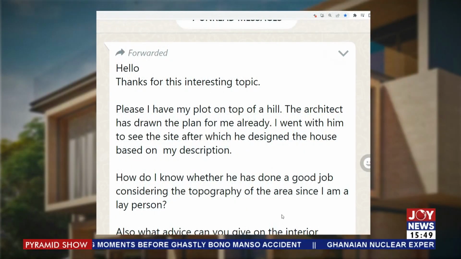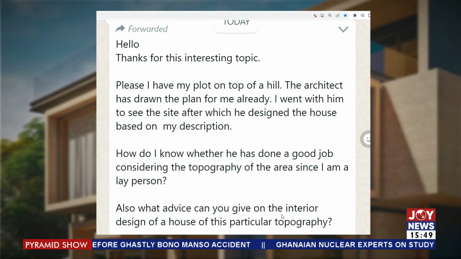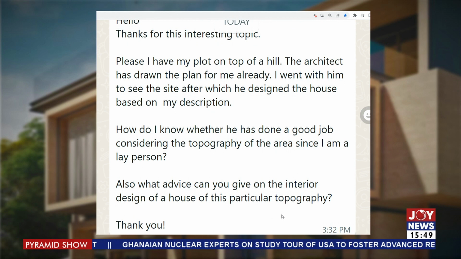Lorraine, a number of questions around interior designing and how it can be done perfectly. What is your advice? I think the first question came in, and his concern was with a sloping site, and though the design has already been done, he is asking how best as an interior designer you can help with the design. What would be your advice, considering the topography of the land?